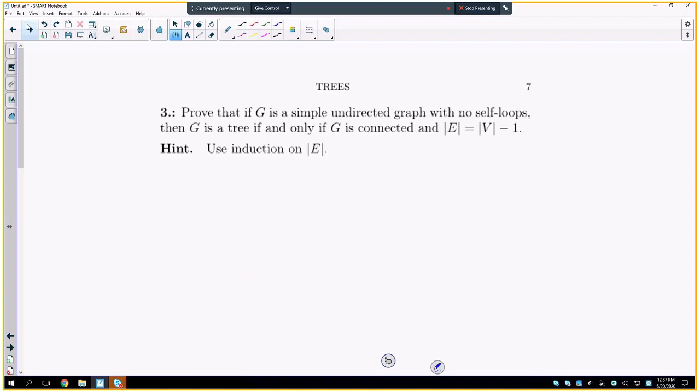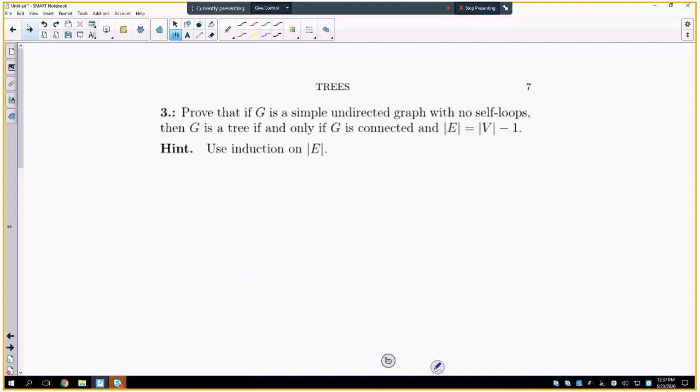This is 1 implies 5. So let's read through the statement. It says, prove that if G is a simple undirected graph with no self-loops, then G is a tree if and only if G is connected and the number of edges is the number of vertices minus 1.